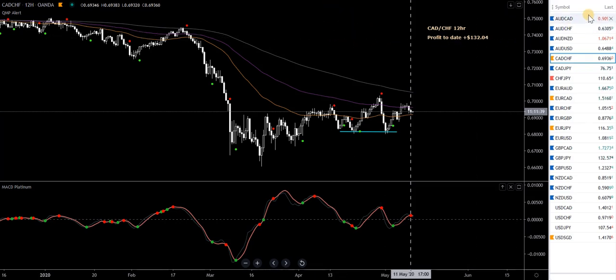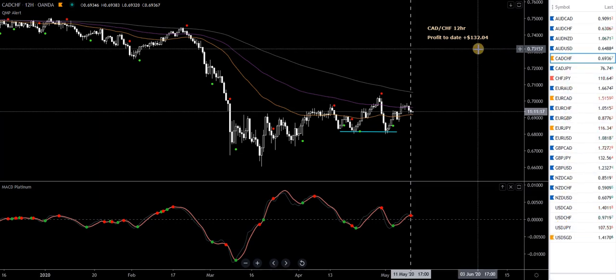And this is my watch list on the right here. This is TradingView charts. If you see something highlighted in blue, it means I've got open trades. In orange means I'm looking at those in this video. Pink is just something I'm watching at the moment. And if there's no highlight, it means no trades on those pairs. So we go to the CAD Swiss.